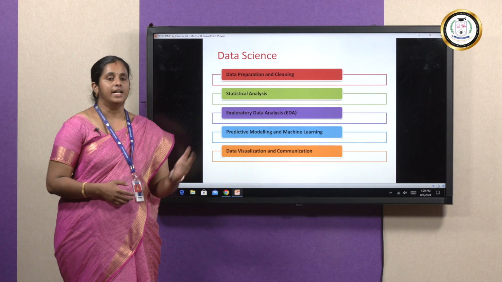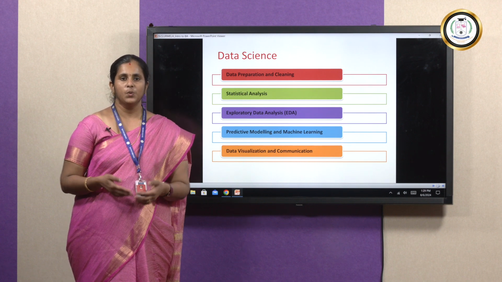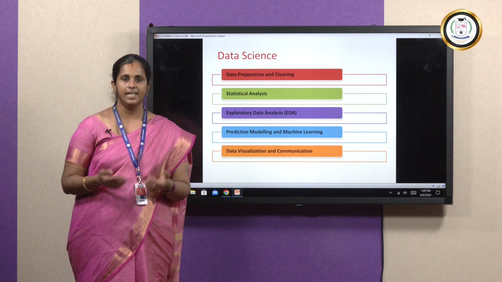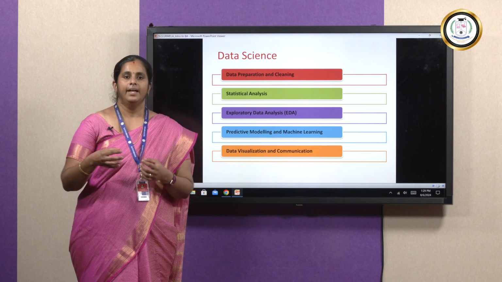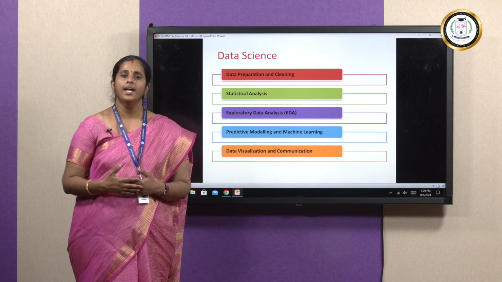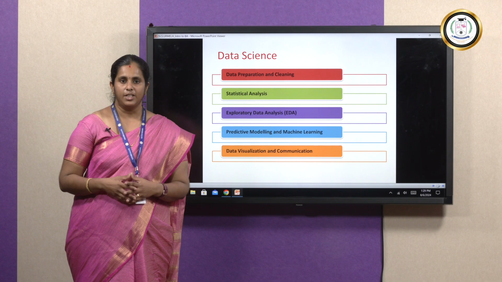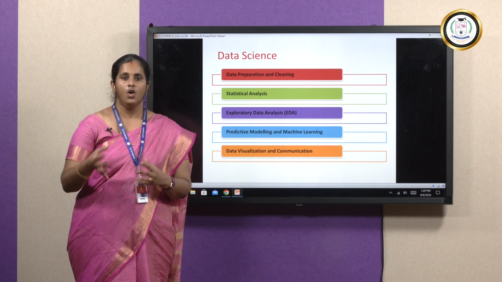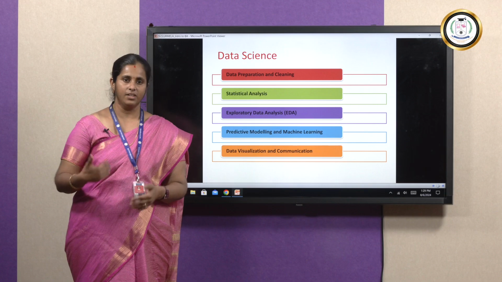So starting with the first one, data preparation and cleaning. I'm going to prepare the data. I'm going to integrate the data from several data sources, and also I'm going to normalize the data in a form in which I can forward it to any BA tool so that I can do the analysis part. The second one is applying statistical analysis. On applying statistical analysis, I'm going to find out what the inference is, or what prediction can be made in the future.